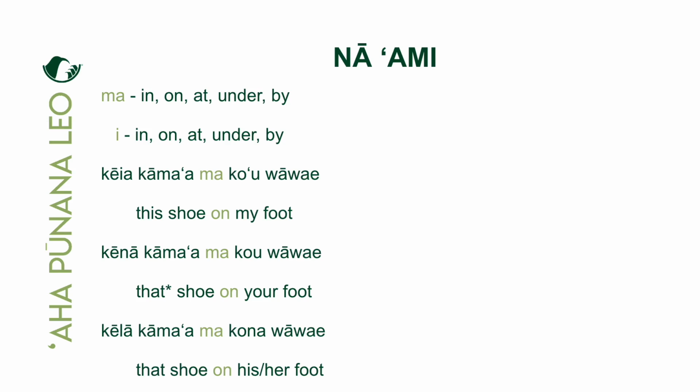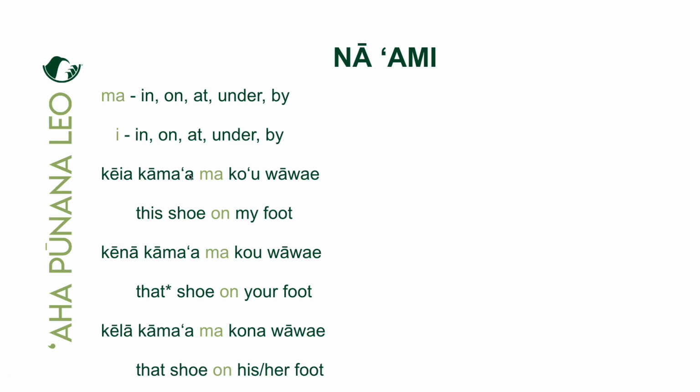And we can see the perspective of keia and kena and kela here as well. Yeah. Keia kama'a, this shoe on ko'u vāwai, my foot, right? Makes sense. Kena kama'a, now it's close to someone I'm talking to. Okay, gotta be your shoe, right? Or your foot. So that shoe close to you on your foot, right? And in kela kama'a, it's not close to me, it's not close to you. So it would be your foot, definitely not mine, right? So kela kama'a ma kona vāwai, that shoe on his or her foot.